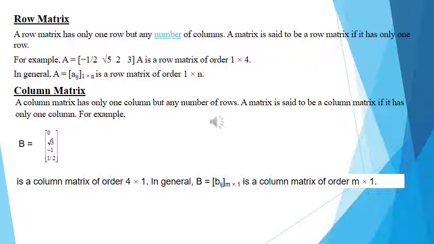In general, B is equal to Bij, m by 1, a column matrix of order m by 1. Only one column, so the column is always the next one. The first one is your row, the second one is your column, so we represent it as m by 1.